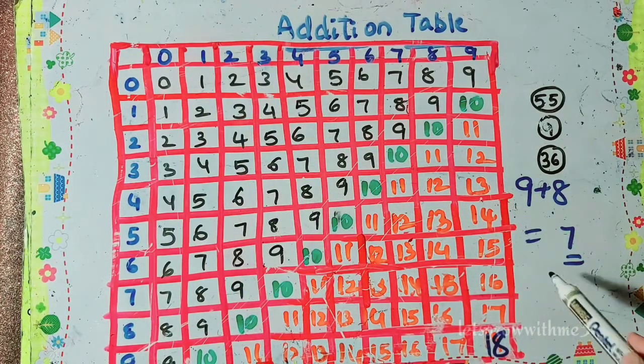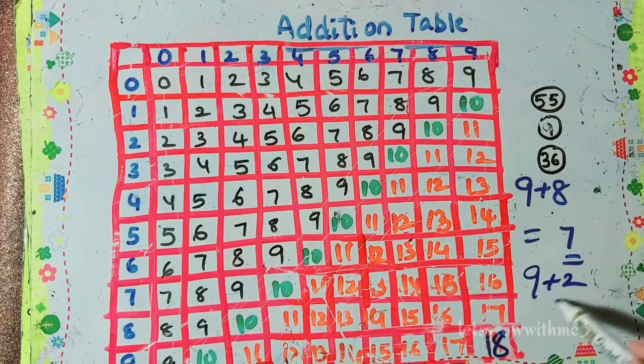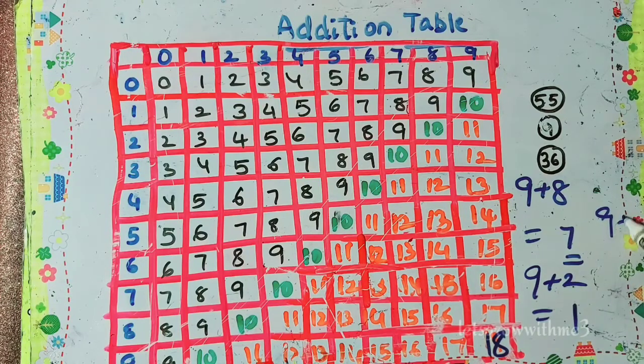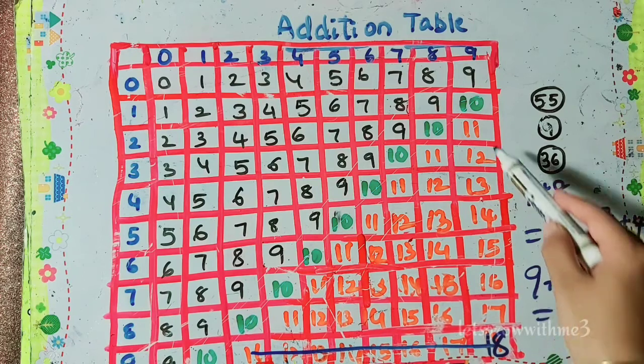So 9 plus 3 is 12, 9 plus 2 is 11, so you need to subtract 1 from the lowest value. We need to concentrate only on the ones place here. We don't need to concentrate on the tens place because all the tens place values are common, which is 1.